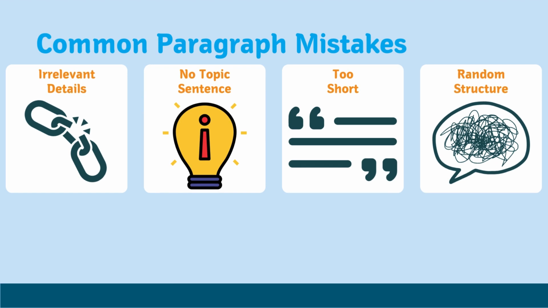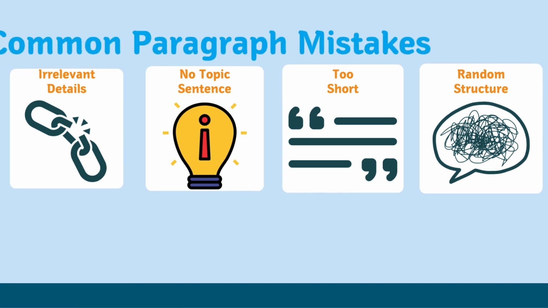And finally, one that can be very confusing for readers is a random structure. If you don't stick to this standard paragraph structure, it can be quite difficult for your readers to understand your paragraph. We as readers are used to organized writing, and it helps us structure the information we're reading. So if there is no structure, if there is no organization, it can be very confusing to follow along with the information, but also to remember the information after we've read it.